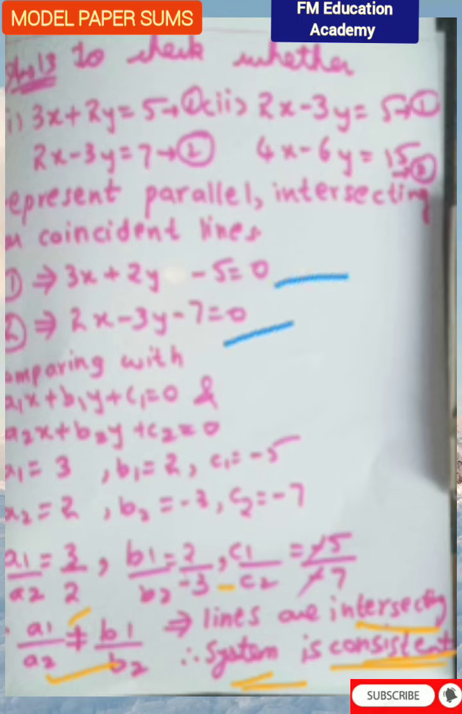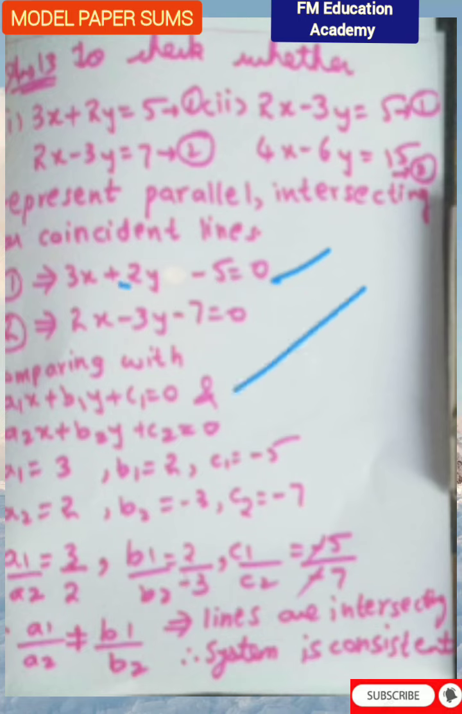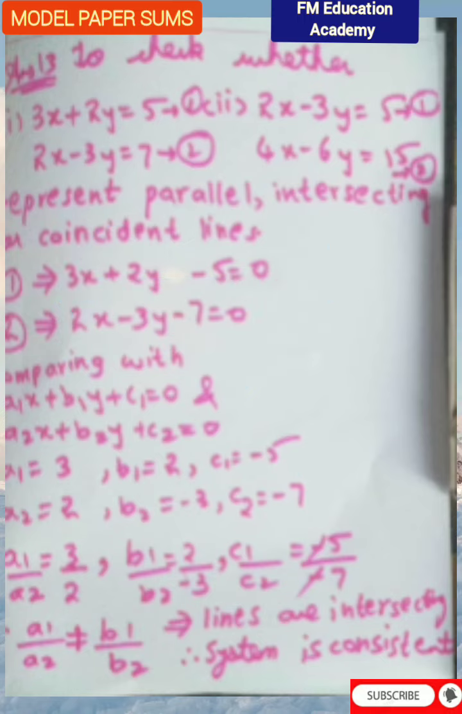This equation and this equation. If you observe, 3x plus 2y minus 5 is equal to 0 and 2x minus 3y minus 7 is equal to 0. What we'll do is we'll use the elimination method to solve these equations. What is the elimination method? We have to make the coefficients of both y variable or x variable equal. How to make the coefficients equal? Multiply it with a suitable number and here also multiply it with a suitable number. So here if you multiply plus 2 into 3, it will become 6.